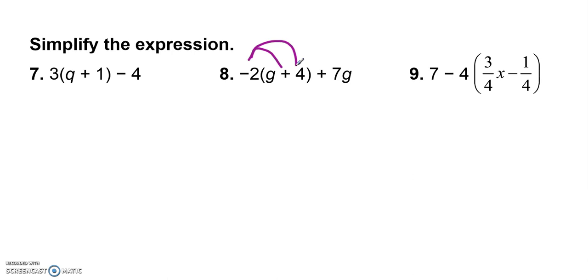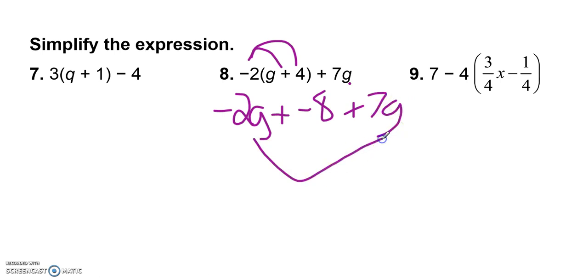So that gives me negative 2g, and then plus negative 2 times 4 is negative 8. And then I bring down whatever's left over, and that's plus 7g. Oh, yay, those are like terms. So 7 minus 2 is going to give me 5g, and then plus my negative 8.